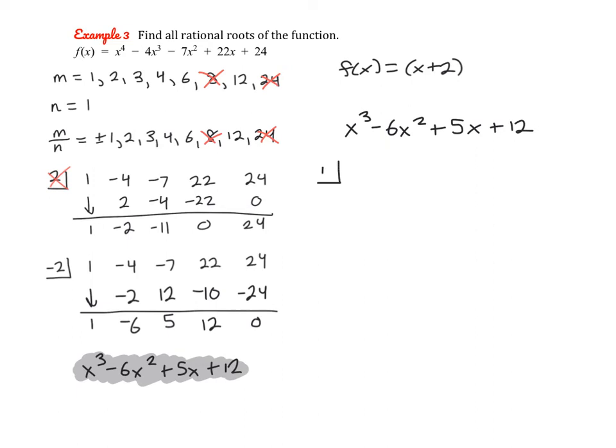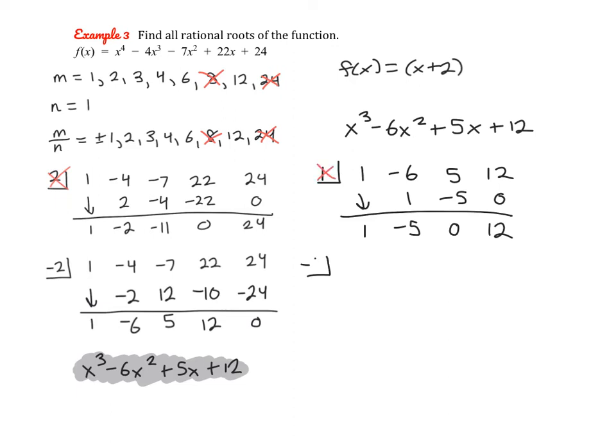So let's just start with +1. And again, we're not going to use these original coefficients because we have a more reduced function, so we'll use these new coefficients. So we multiply and we add, we multiply and we add, and we multiply and we add. Okay, so +1 doesn't work. Let's try -1.